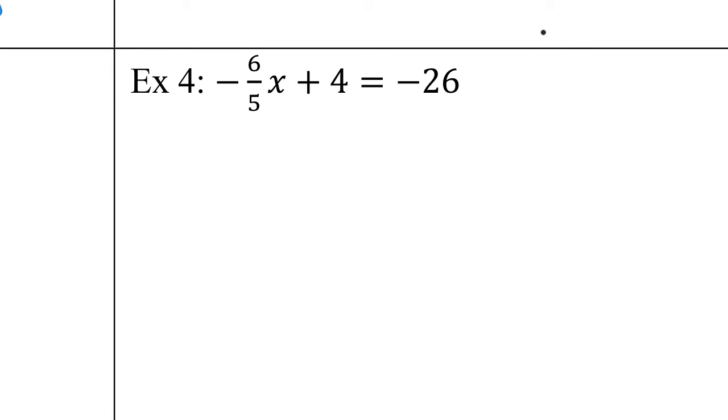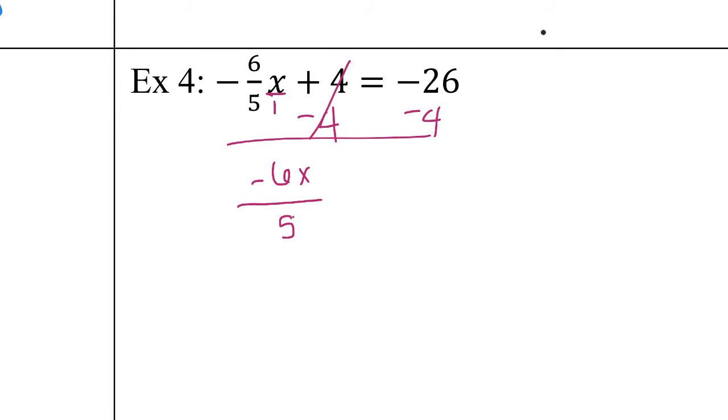Okay, so example 4. I only have 1x. So again, the coefficient is being multiplied, so I have to do that last. So to get rid of this plus 4, I need to subtract 4. Now, I'm going to write this as negative 6x on the top over 5. It's going to make your life a little bit simpler, because this x is really x over 1, and these are being multiplied. And remember, to multiply fractions, you just multiply straight across.